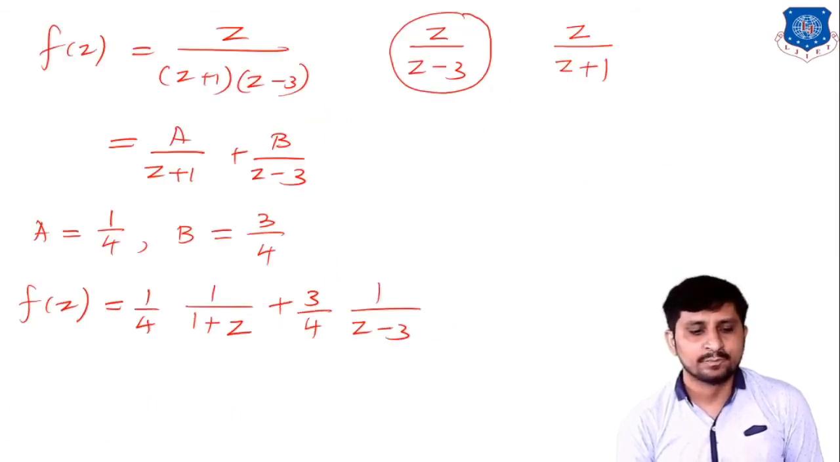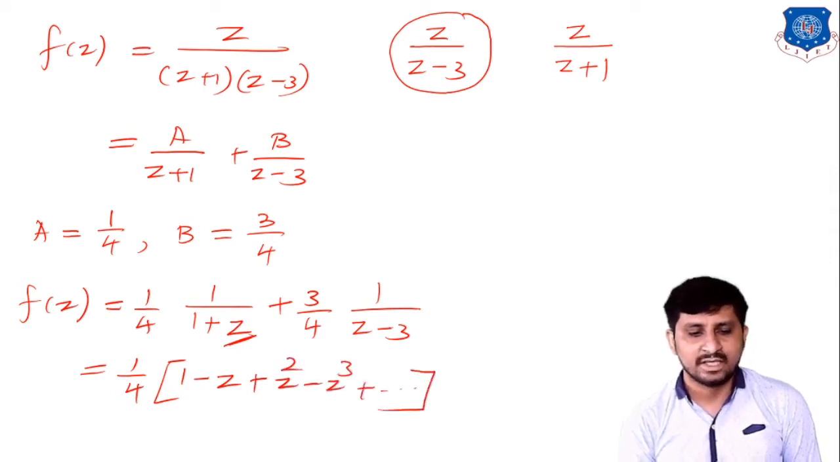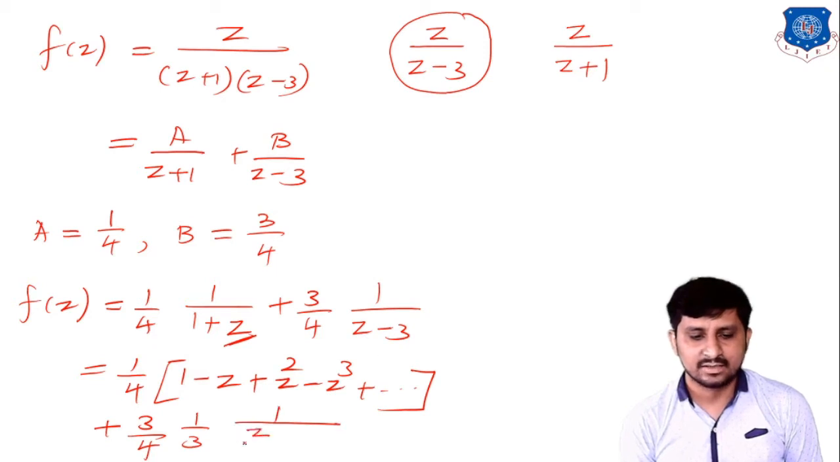How? Let me show you. Now see, 1 upon 1 plus z. The modulus value of z is less than 1. So I can write 1 upon 1 plus z as 1 minus z plus z square minus z cube plus z raised to 4 and so on. And now this 3 will be common. Okay, so 3 by 4. Now 3 will be common, so z by 3 minus 1, so 1 by 3, 1 upon z by 3 minus 1.